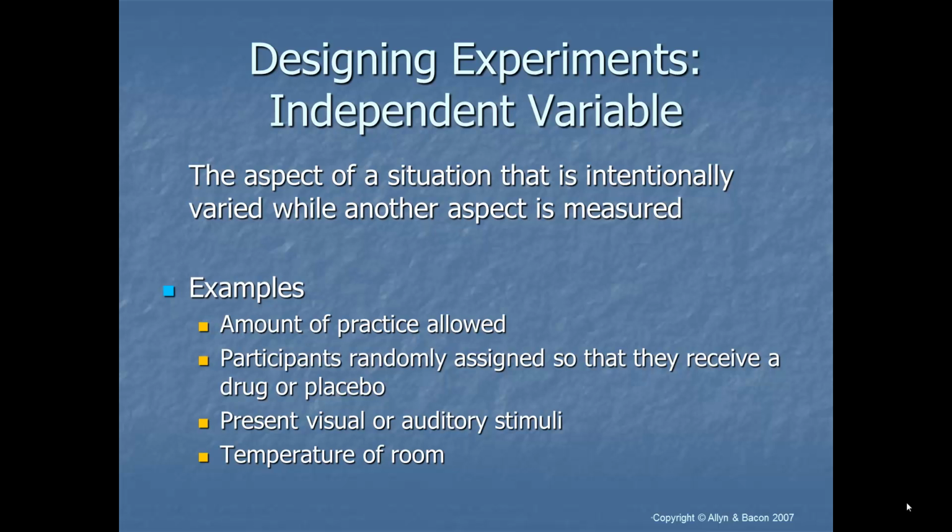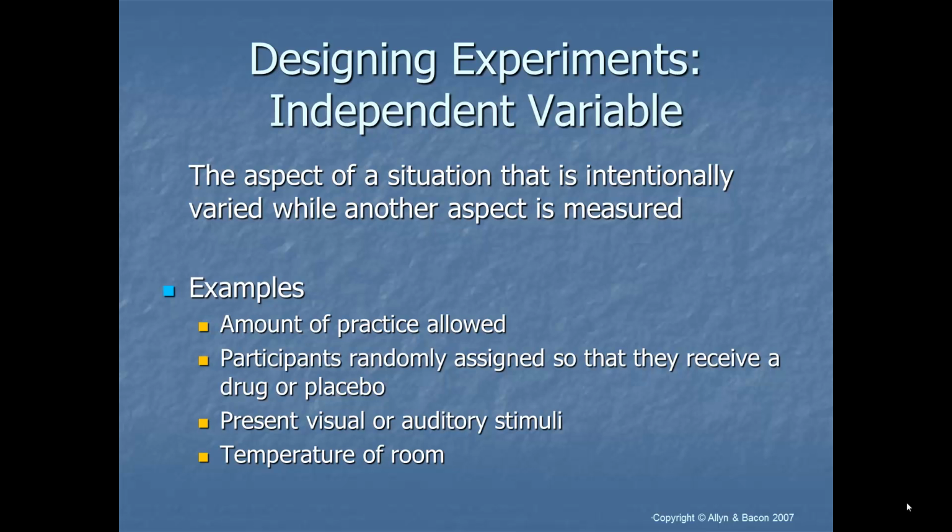Now, if you can experimentally manipulate something, and you really want to try to make cause-effect statements, then an experiment is the way to go. In an experiment, there's usually an independent variable, a dependent variable, and some other things that we'll talk about. But the independent variable is what's being manipulated. So the aspect of the situation that I'm intentionally changing while I'm trying to keep everything else the same. So I may be looking at different levels of practice.